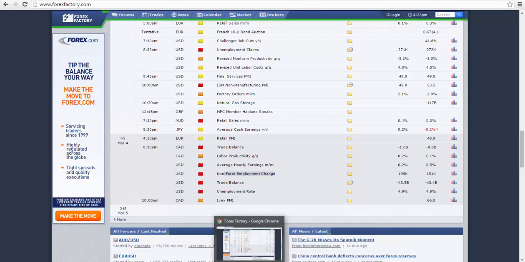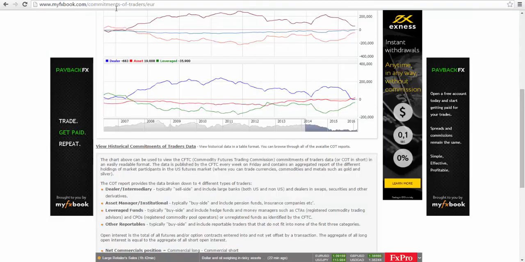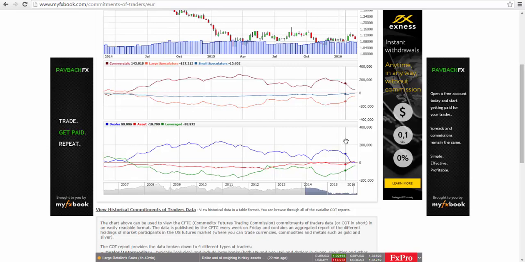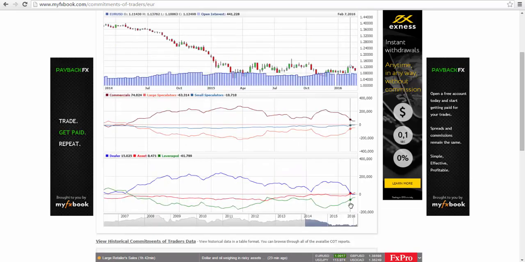Now let's move on to our commitment of traders data. So we will start with Euro US dollar. As we can see here, lately we've been seeing a decrease in the short positions for the euro against the US dollar, which means a potential strengthening in euro. However, between this week and last week, the numbers have been neutral. There has been a slight change in numbers, but overall, from a bigger perspective, the numbers have stayed fairly stable.